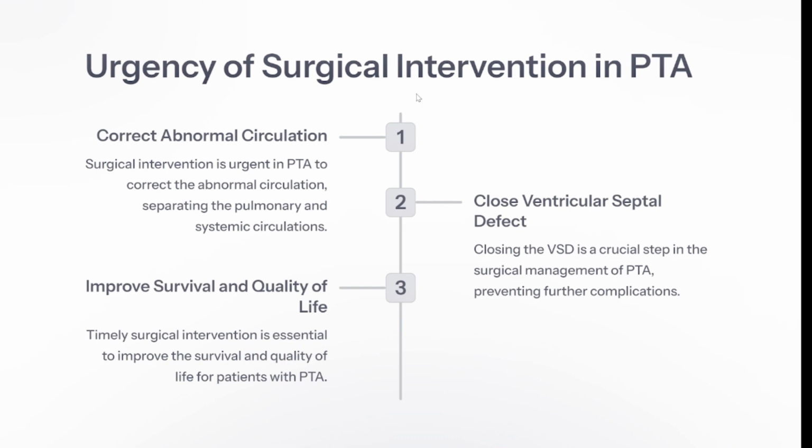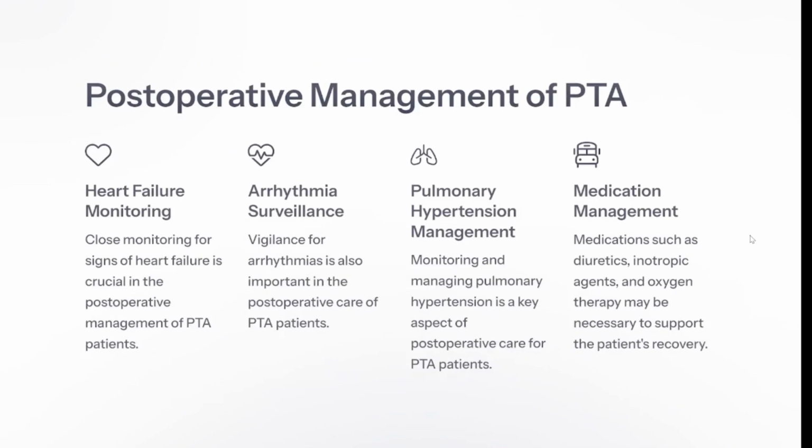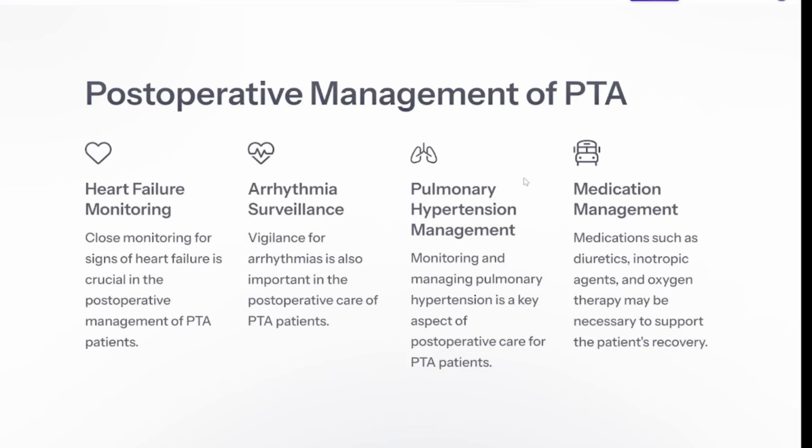Question 5. Describe the typical postoperative management for a patient with PTA. Postoperative management typically involves close monitoring for signs of heart failure, arrhythmias, and pulmonary hypertension. Management may include medications such as diuretics to manage fluid overload, inotropic agents to support heart function, and possibly oxygen therapy. Long-term follow-up with a pediatric cardiologist is essential to monitor heart function and detect any residual or recurrent issues.